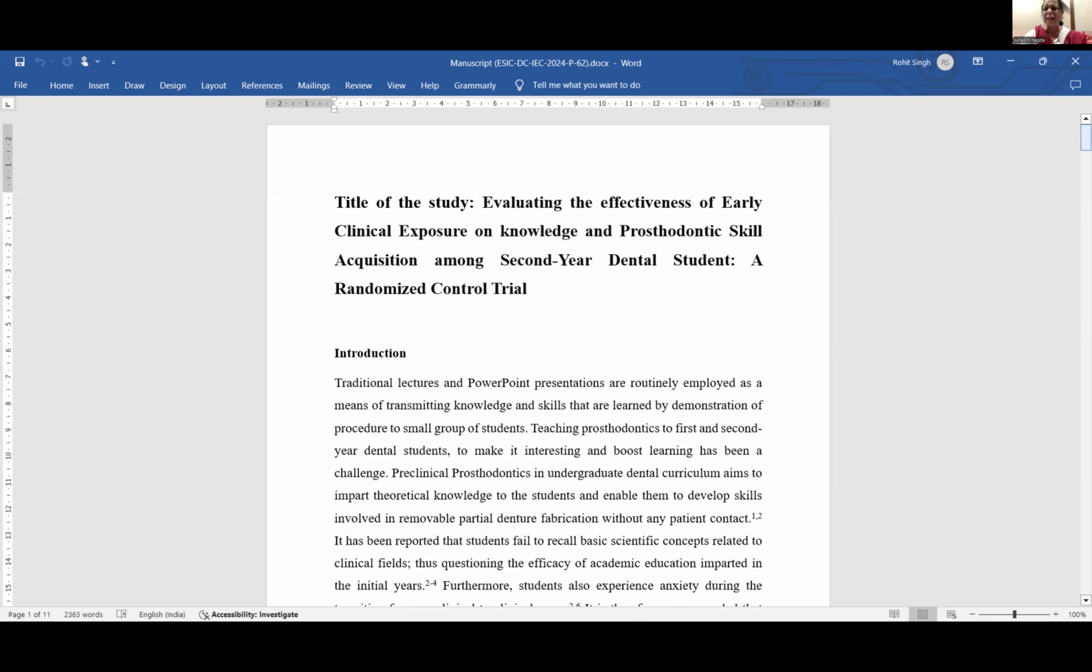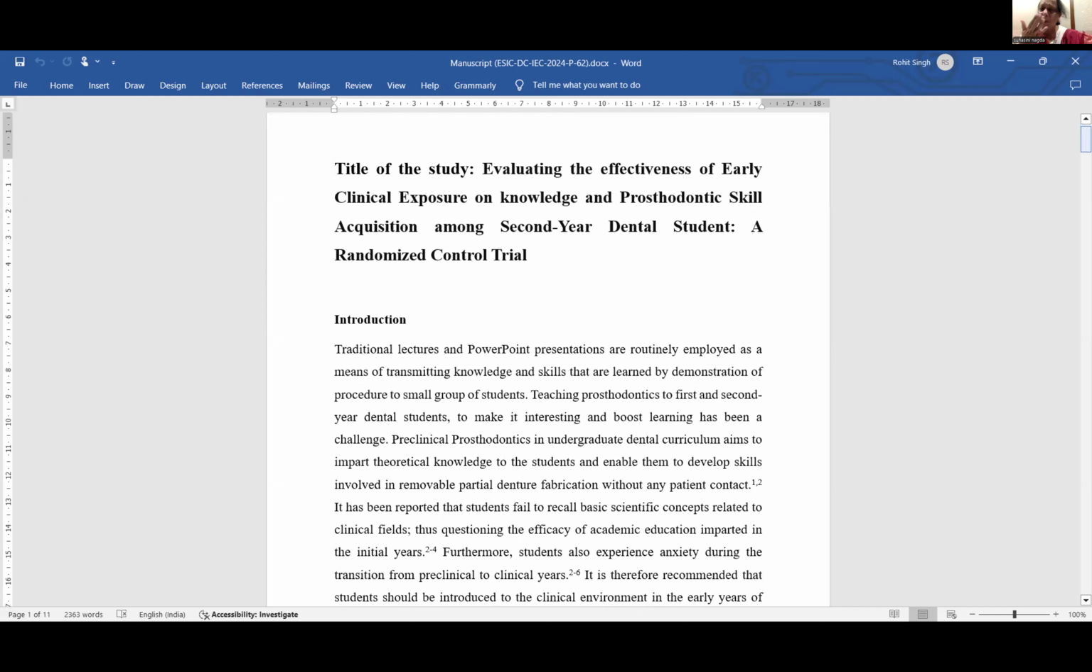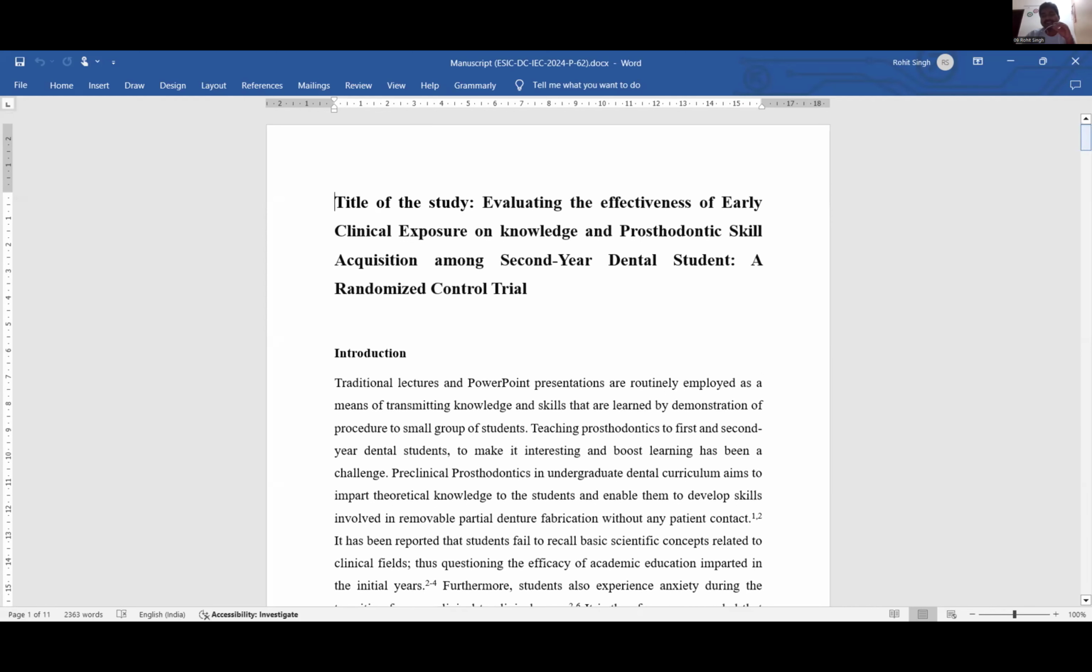And why this randomized control trial? Because it is not a randomized control trial at all, and that is not your motive either. What is your motive? Yes, ma'am. Actually, the problem was there earlier. My HOD was not allowing it. Finally, after discussing with all the staff, they told me to modify a little bit. I thought I had to do that.